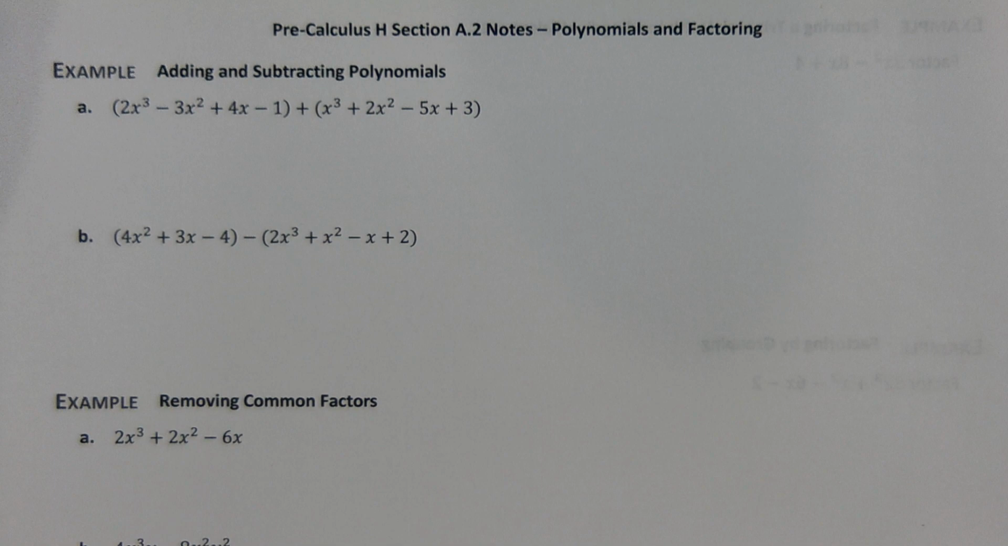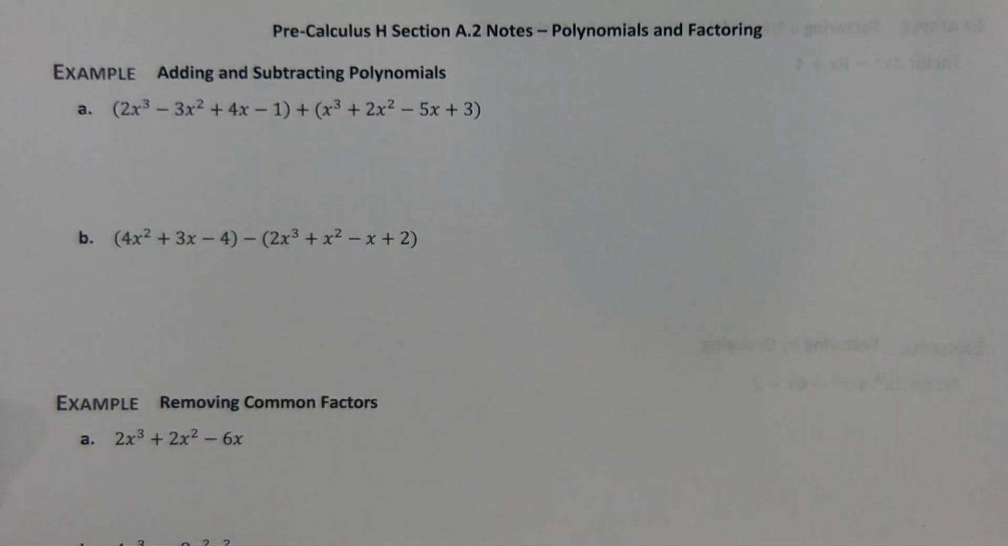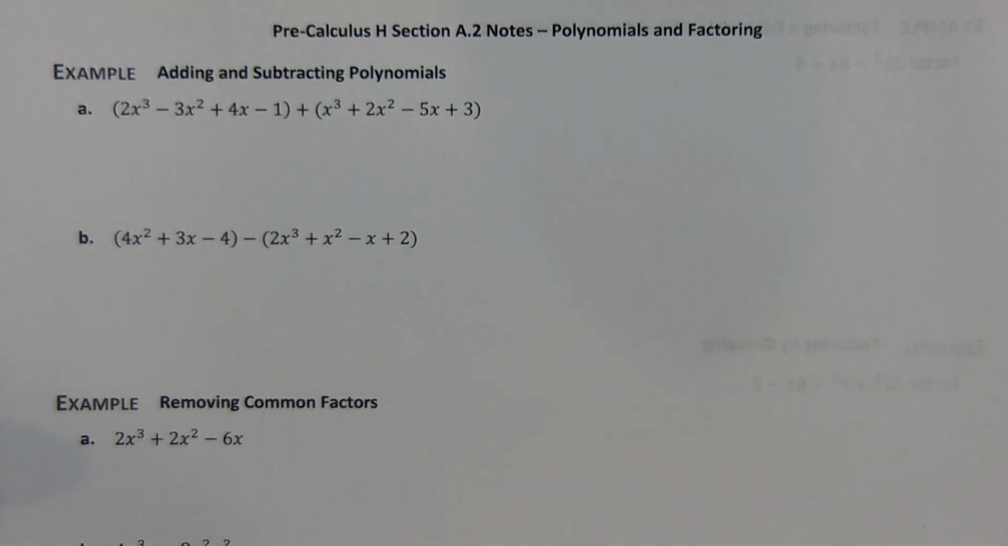Anyway, we are going to start with something very, very simple. It has nothing to do with factoring. It is just adding and subtracting polynomials. This is just going to involve us basically combining like terms, especially when it's just a plus sign. It's really, really easy. Let's see what we have.